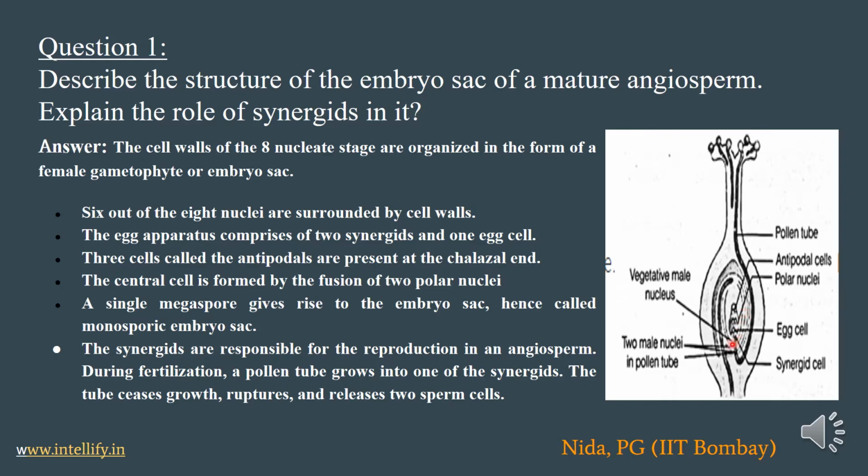In this, the role of synergid is very clear. It will guide the pollen tube. The egg is over here, and that's why this pollen tube is long enough to come from this region. After rupturing it, it will release the male gametes, one to fertilize the egg cell, and the other male gamete to fuse with the polar nuclei. This is known as double fertilization.